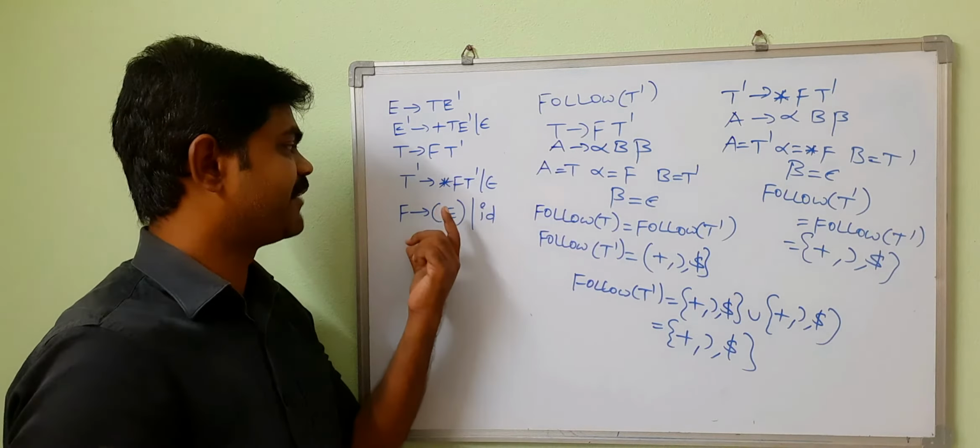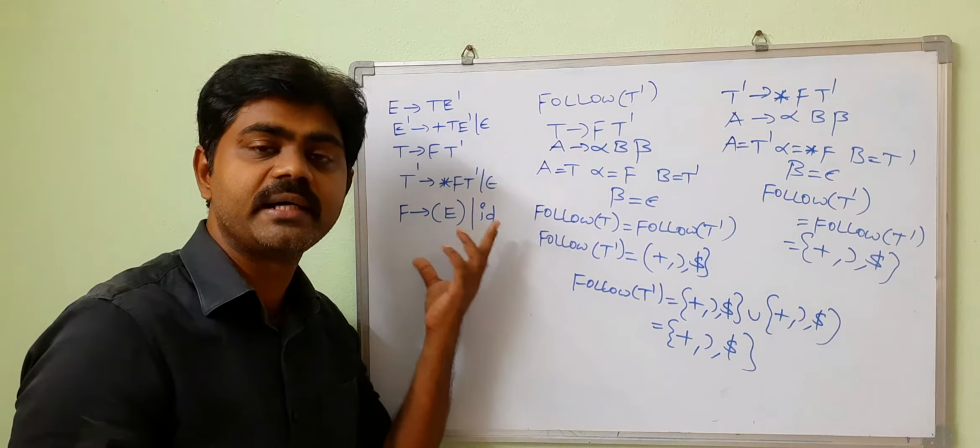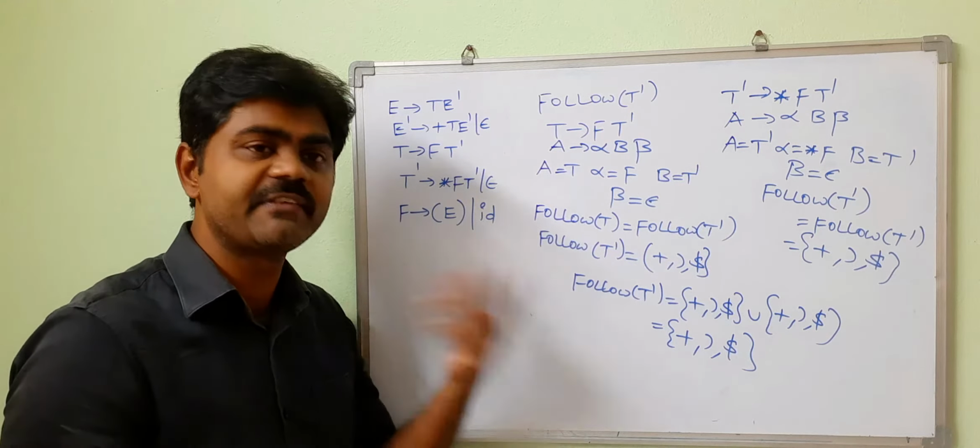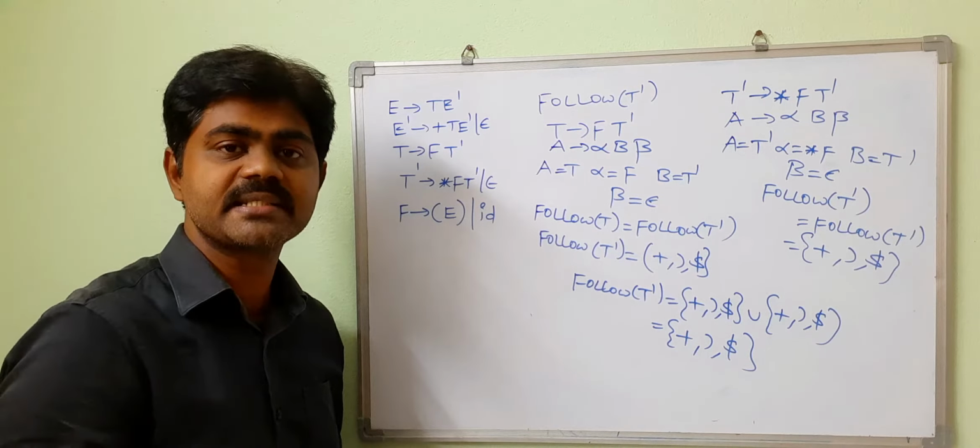So we are left with the last one, that is follow of F. Once we construct follow of F also, then we can construct a predictive parsing table.